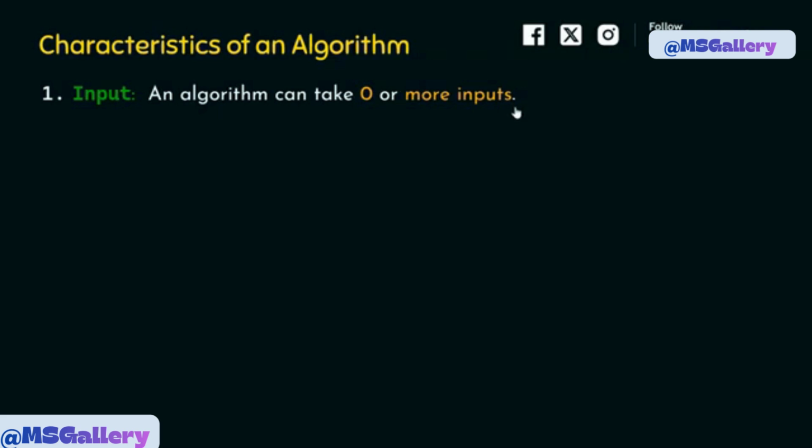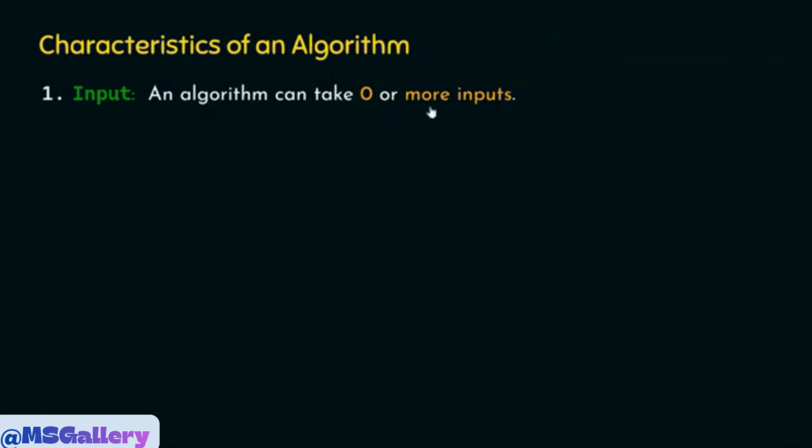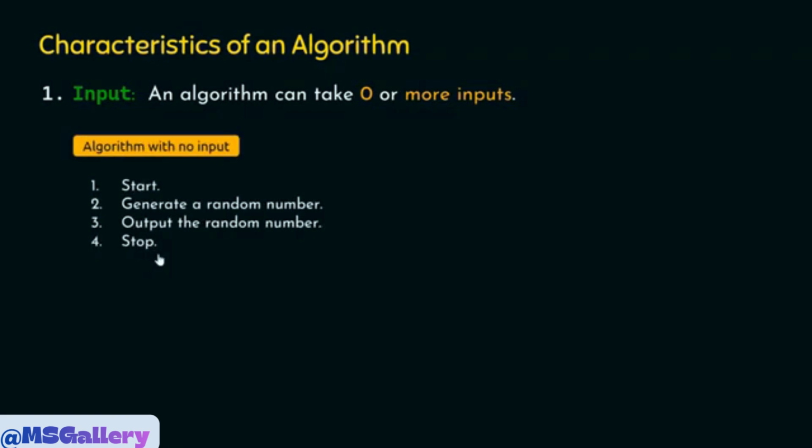Now let's discuss an example algorithm which takes no inputs at all. This is the algorithm. This algorithm takes no input. It generates a random number and outputs that random number. It is not receiving any input from the user. So this algorithm is an example algorithm with no inputs.